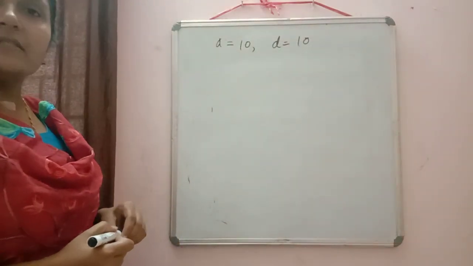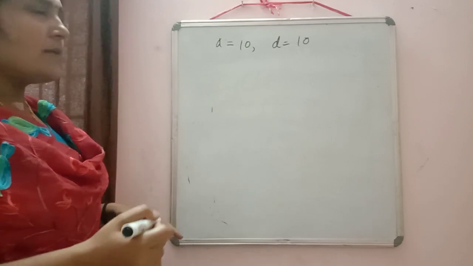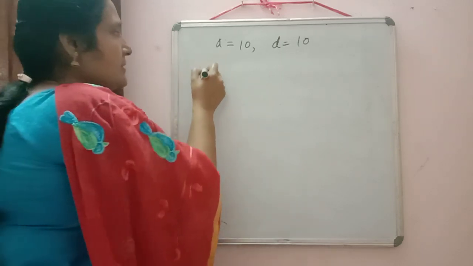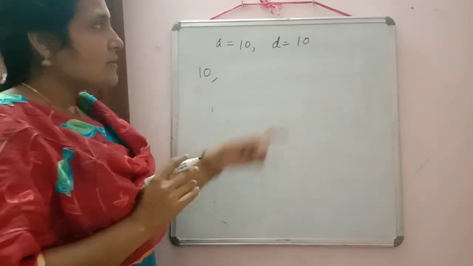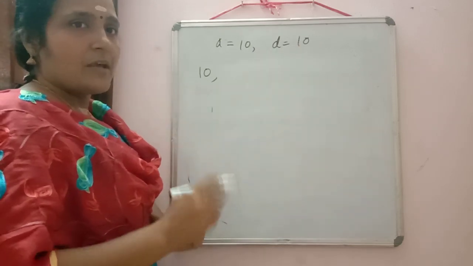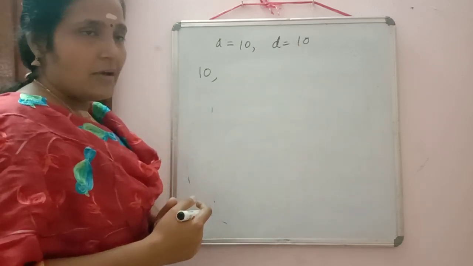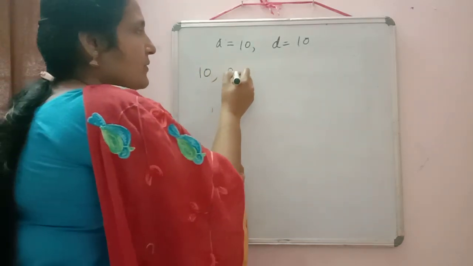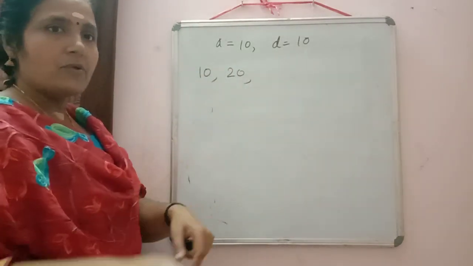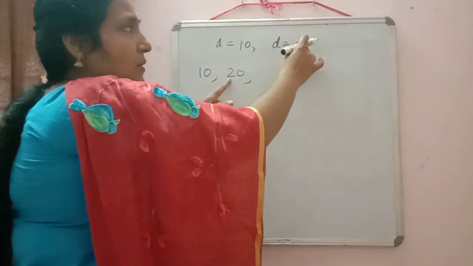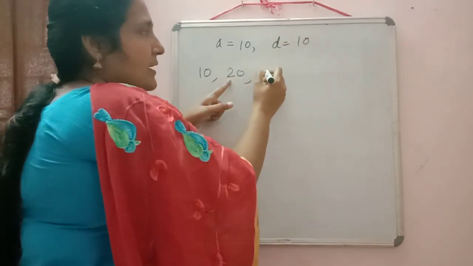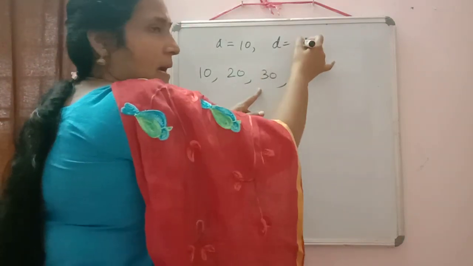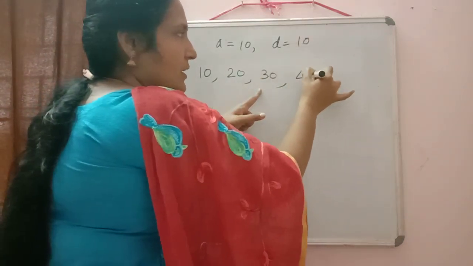We have to write down the first 4 terms of the AP. So as we know, the first term is denoted by A. So we got the first term is equal to 10. And the common difference given here is 10. So to get the second term, what do we have to do? We have to add 10 to the previous term. So 10 plus 10 will be equal to 20. Again to get the next term, 20 plus 10 will be equal to 30. Again to get the next term, 30 plus 10 will be equal to 40.